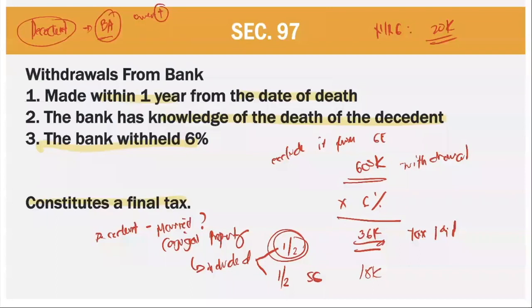I don't know what they do in actual practice because there's no revenue regulation applying to this particular section. So what is only known right now is if ever you withdraw from the bank account of the decedent, the bank should withhold 6% upon knowledge of the death of the decedent. Okay? So problem now arises if ever that particular decedent is married, you are taxed more because the bank will just withhold 6% out of your withdrawal.